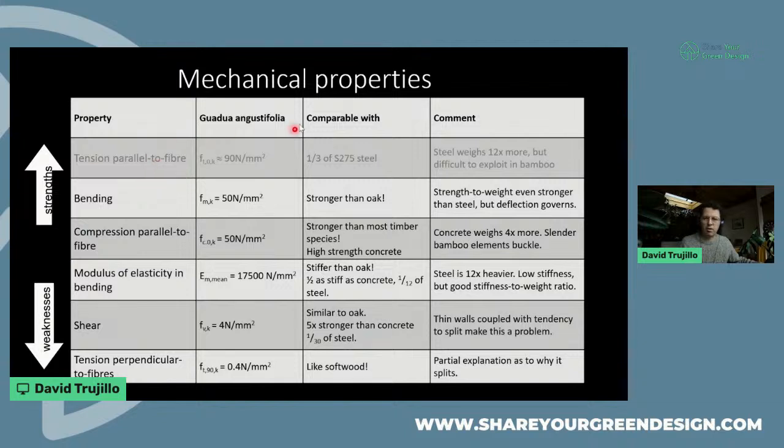So to compare it to materials we're familiar with, let's look at the strengths and weaknesses of the mechanical properties of one species of bamboo. If you take tension parallel to the grain, it's about a third of the strength of structural steel, but it weighs a 12th. So bamboo is incredibly strong in tension, and it's one of the things that people have always found astonishing about it, how strong it is in tension. But it's a property that's really hard to exploit, and we are still trying to think of ways to use that great characteristic. If we look at bending, as I said, it's stronger than oak, and it's got a similar strength-to-weight ratio to steel.